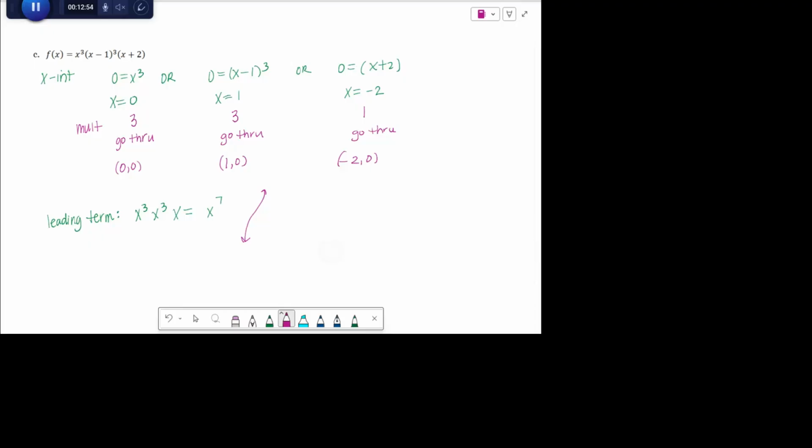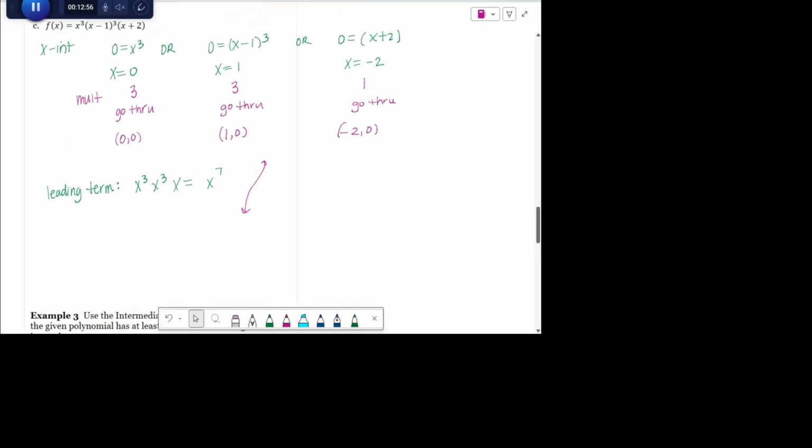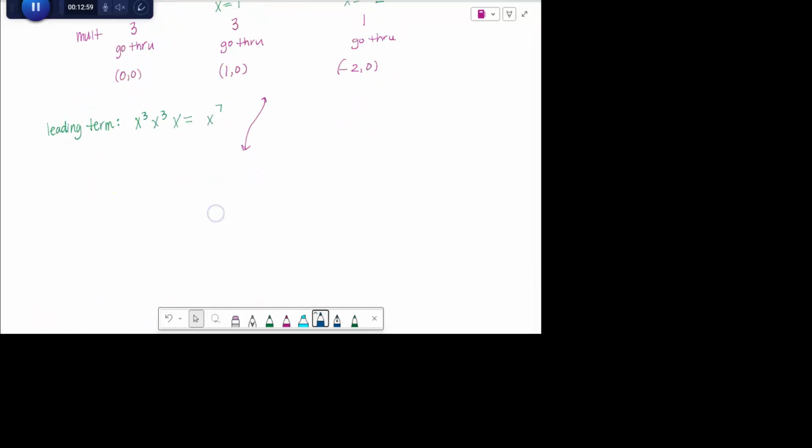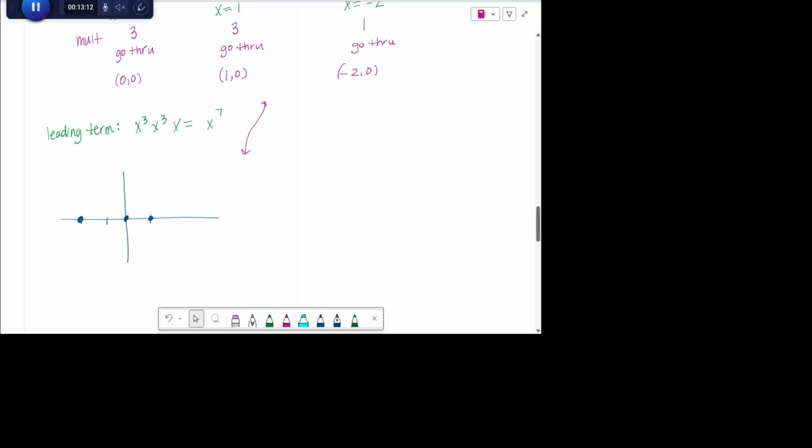All right, let's put this all together and see what we think. So I've got zeros at the origin, at 1, and at -2. Our end behavior, we said, is going to go up on the right and down on the left. And each of the zeros is going through the axis because they're all raised to odd multiplicities. So I'm going to have some turning point here and some turning point here, and it's going to go up and it's going to go down like this.